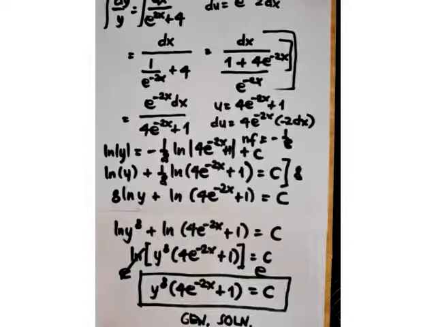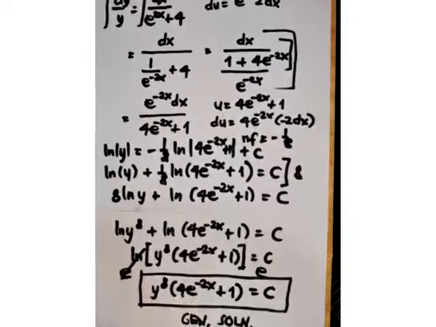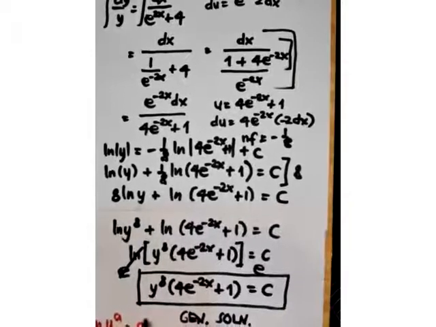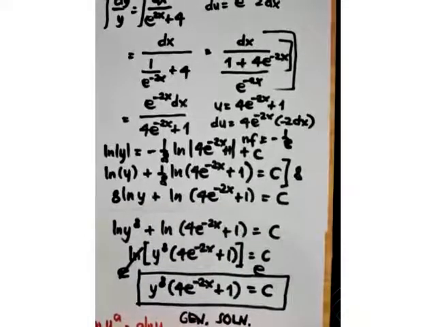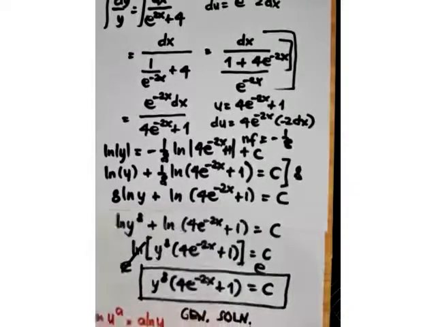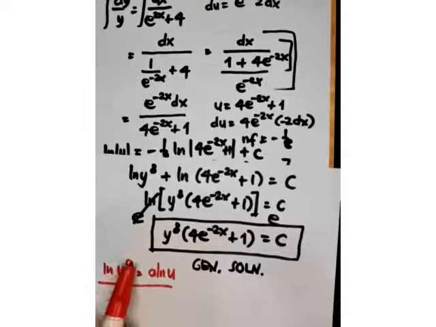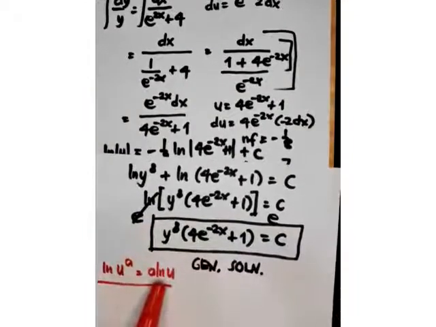Di ba may property tayo ng ln na ln of u raised to a ay equal siya sa A times ln of U. Di ba pag nagbababa tayo ng mga power, nag-a-apply tayo ng ln para bumaba yung A. Para maging siyang ganito.